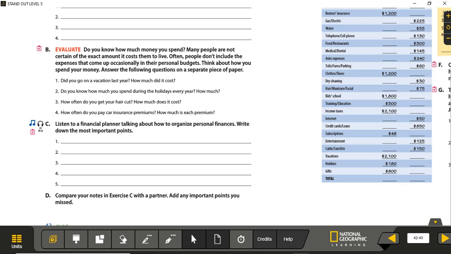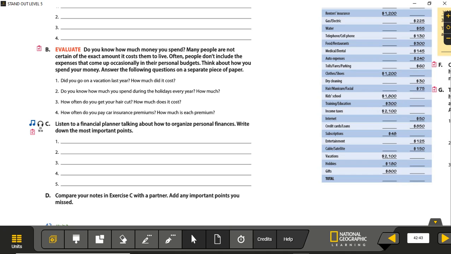Okay? So an example for number 1, did you go on vacation last year? Yes. How much did it cost? It was $3,000 to go to Disney World. Number 2, do you know how much you spend during the holidays every year? I spend $300 every year at Christmas time. Okay, so I spend about $300 on my daughter's presents. Now maybe you spend more. Maybe you have a Christmas party, you buy food, plus your kids' presents, plus you fly your mother in from Florida. So like all these things add up.